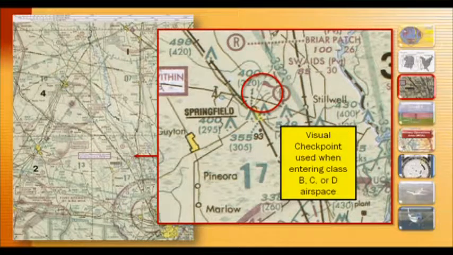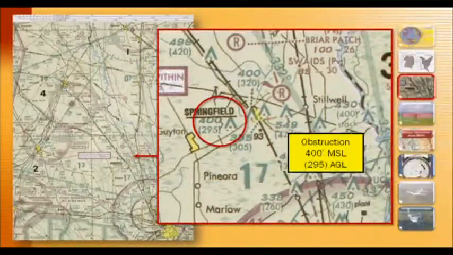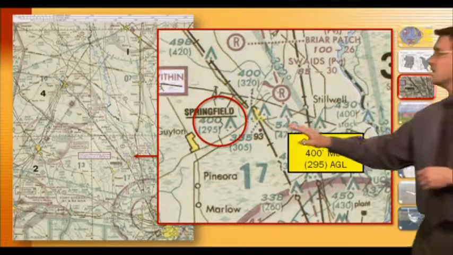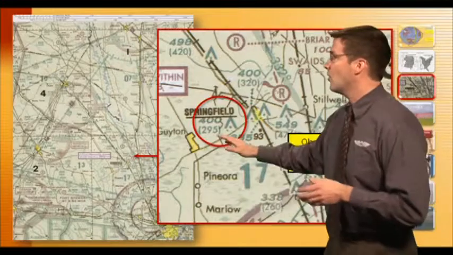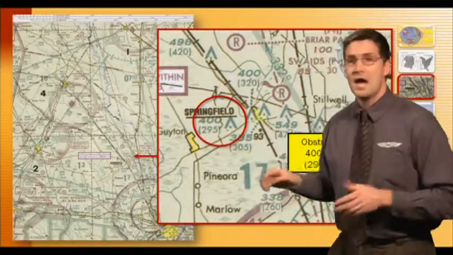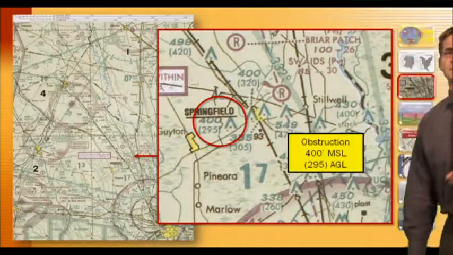Air traffic controllers also may use these checkpoints and ask you to fly towards them and report when you reach them. Now let's take a look at obstructions like this radio tower and how they are shown on a sectional chart. This triangle symbol marks an obstruction, probably a radio tower. Now the height of the tower is shown in text next to the symbol. Heights are shown with two numbers, one in bold, the other in parentheses.